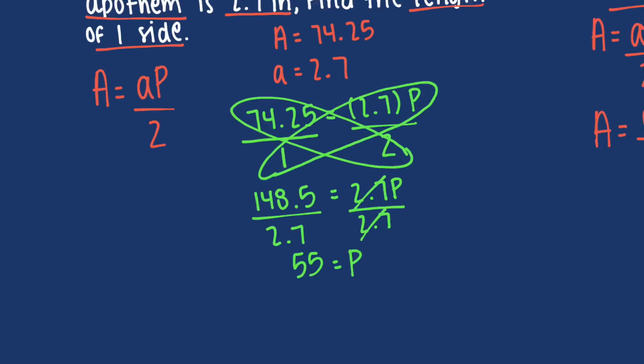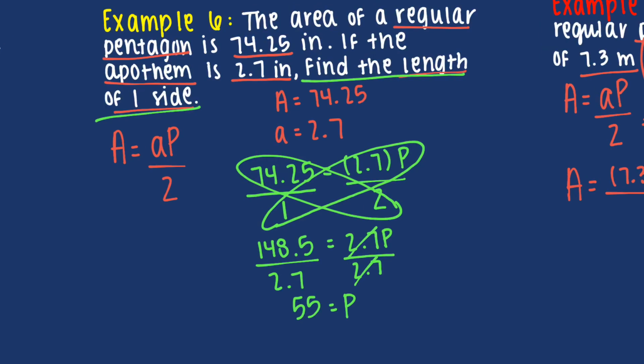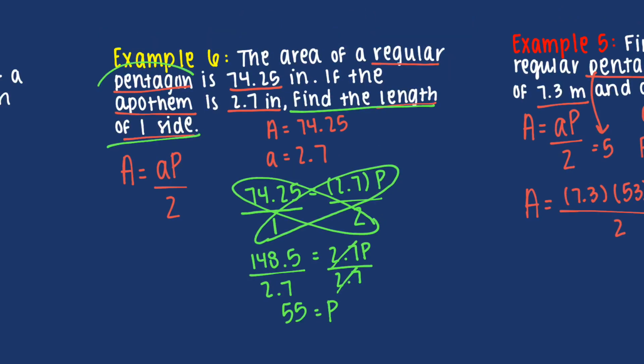So I know my perimeter, but if you look at the problem, I asked to find the length of one side. So I know that since this is regular, I took all the side lengths and multiplied it by however many sides there are. If I look here, I have a pentagon.